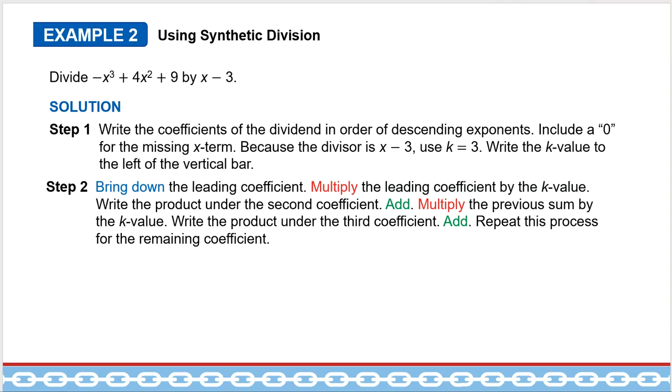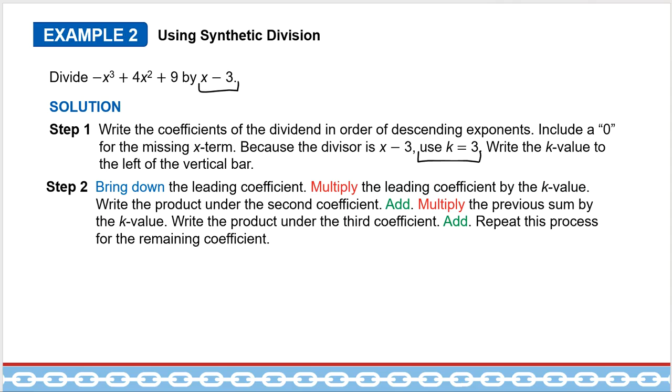And we are going to use this when our divisor is a binomial, right? So my divisor here is x minus 3, right? So we have two steps. Write the coefficients of the dividend in order of descending exponents. Include a 0 for any missing terms. And because the divisor is x minus 3, we're going to use what is called a k-value. Your k-value is positive 3. We're going to write that to the left of the vertical bar.